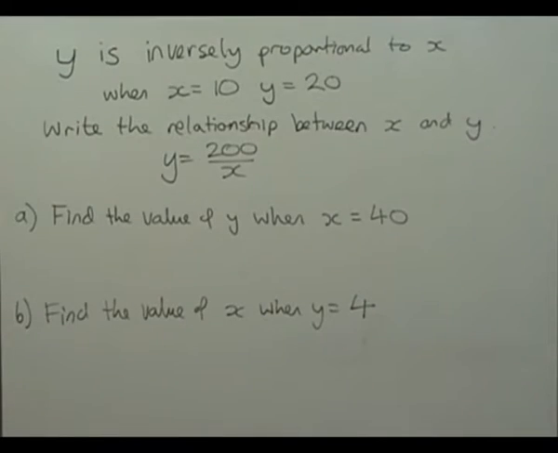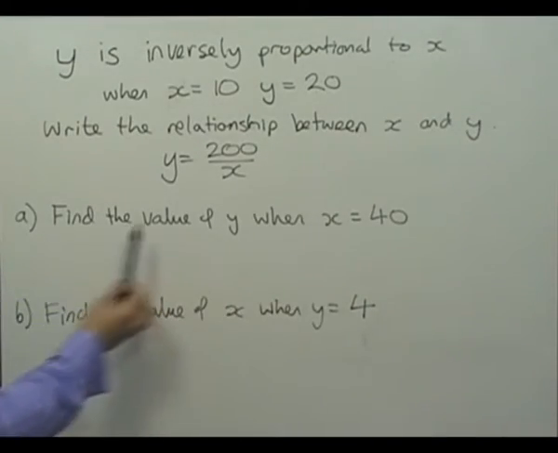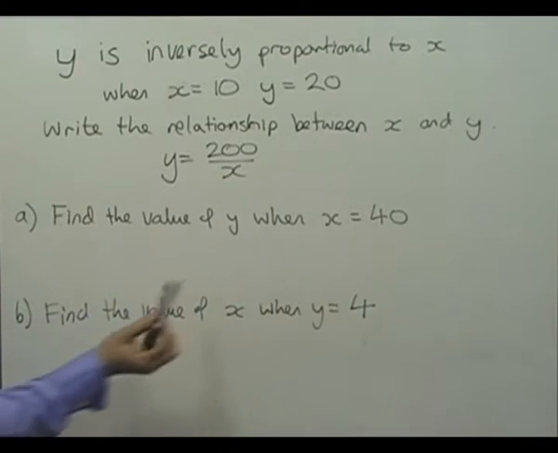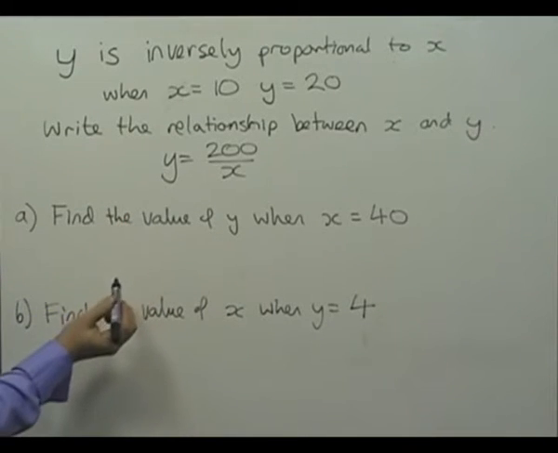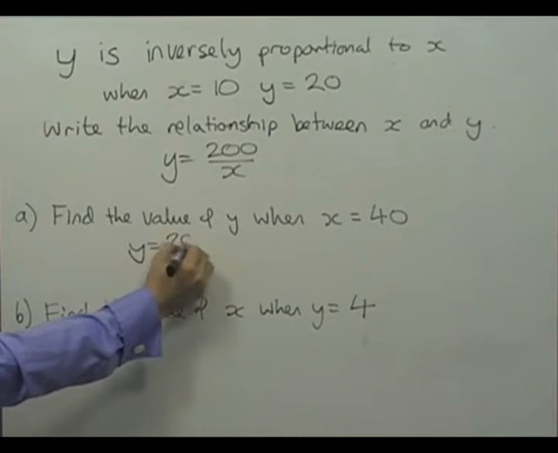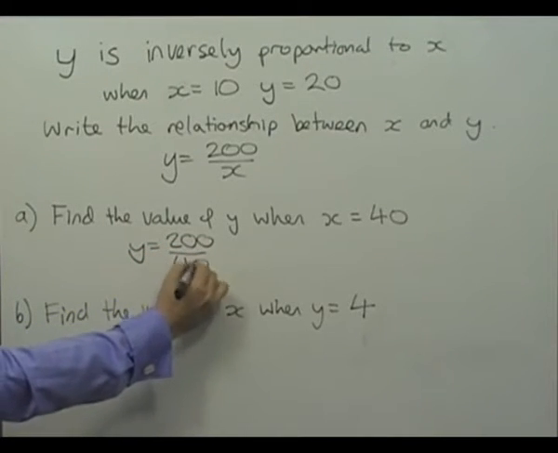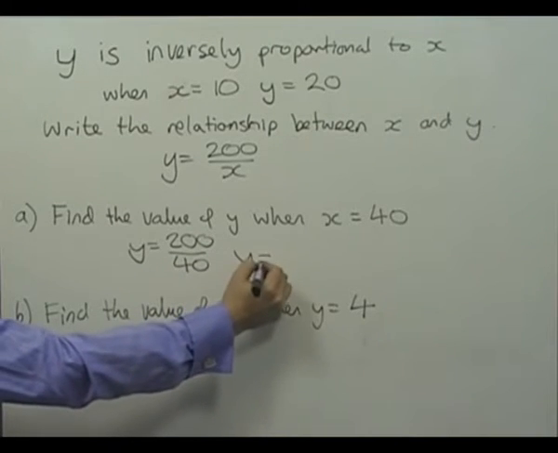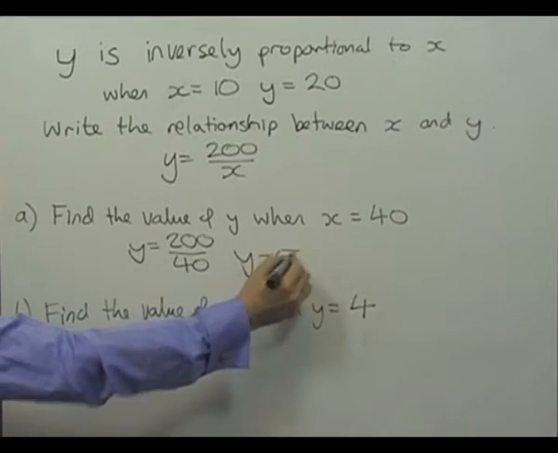Okay, here we have the situation again where you have to put values in and solve the situation. So find the value of y when x is 40. On this inverse proportion relationship, we're going to put y is equal to 200 divided by 40. So therefore, nice and easy, y must equal 5.